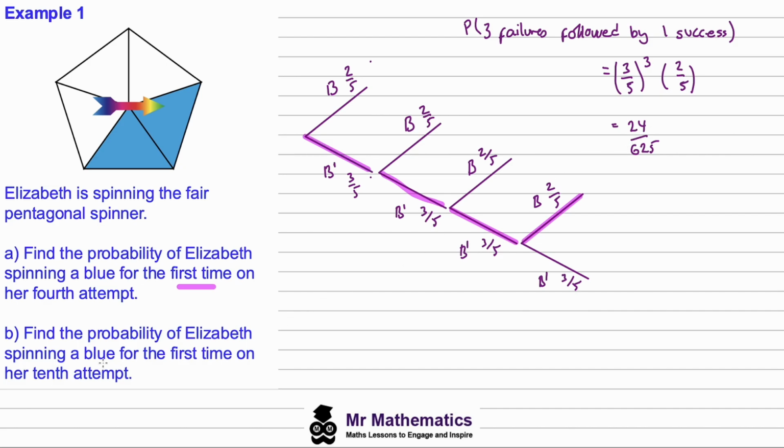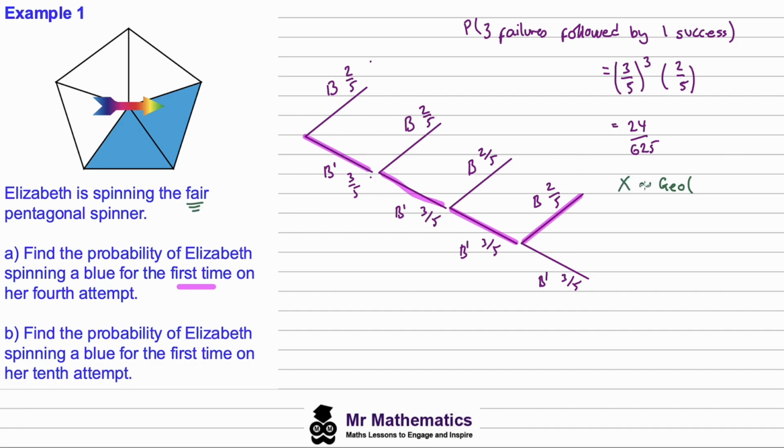And then for part B, find the probability of Elizabeth spinning a blue for the first time on the 10th attempt. Well, drawing a tree diagram now would be quite difficult, but this is where we can use the geometric distribution. What we can say is that x is distributed geometrically if the probability remains constant, which it does throughout the number of trials, and the outcome of a following event is independent of the outcome of a previous event, which it is because we're told it's a fair pentagonal spinner.